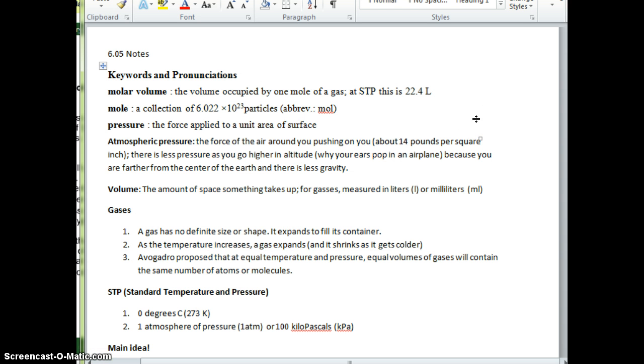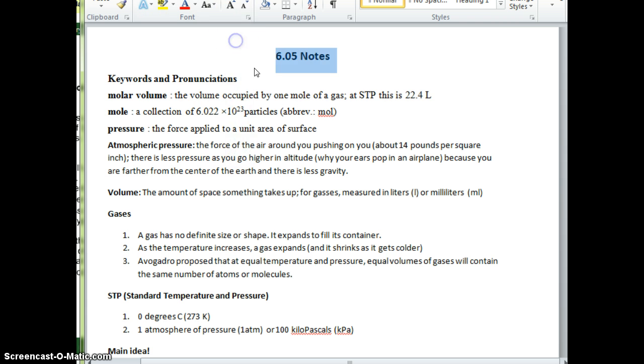So I did this recording a little bit different in that I read through all the slides and then we're going to go through our notes kind of as a review. So please hit pause and make sure that you have these notes written down and then hit unpause and we'll go through them. So these are our 6.05 notes and you have your keywords which are in the student guide.